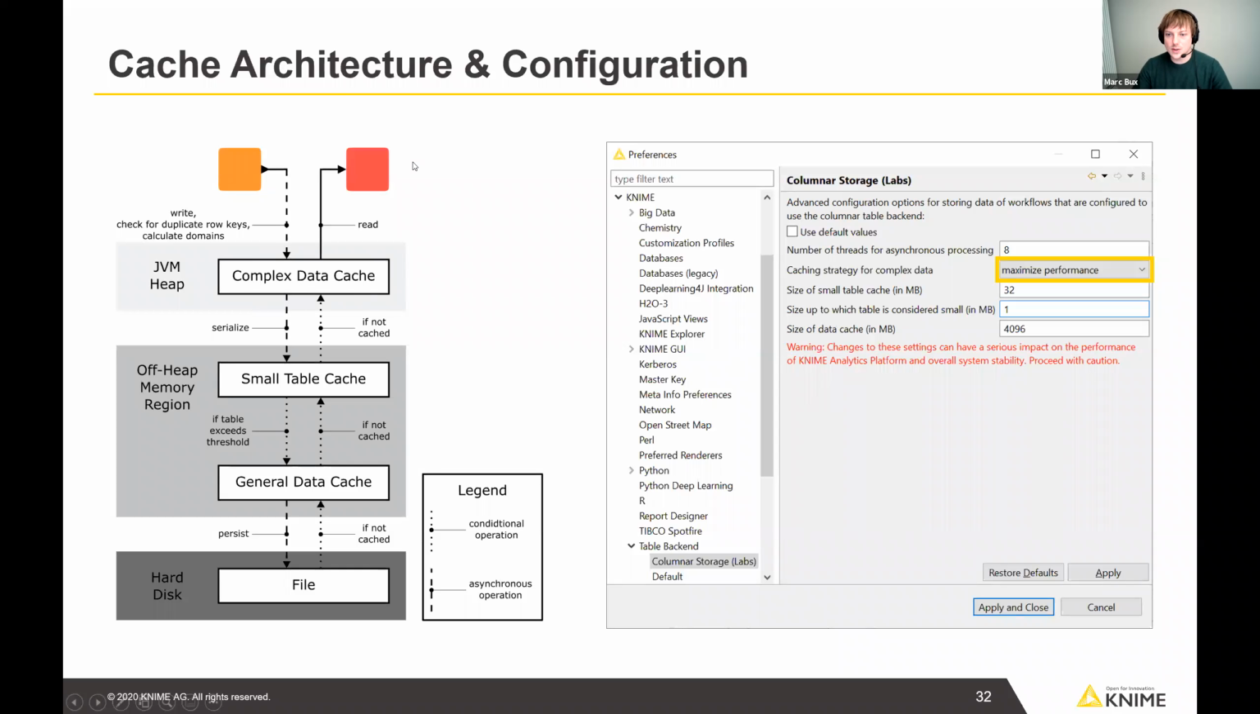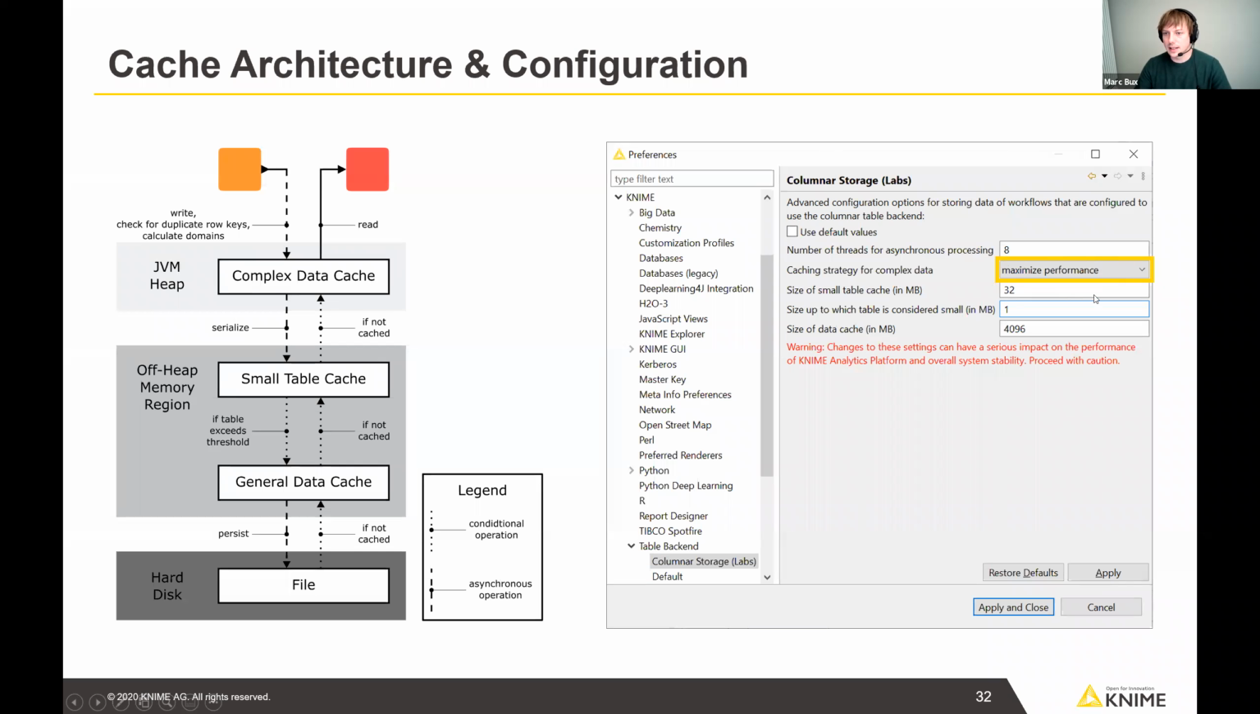And your red downstream node can read objects from this complex data cache even before they're fully serialized. And now you might say, okay, but having this complex data cache in place means that my heap space still gets filled up with objects, because these objects that are placed in this complex data cache lie in the JVM heap, and that is true.